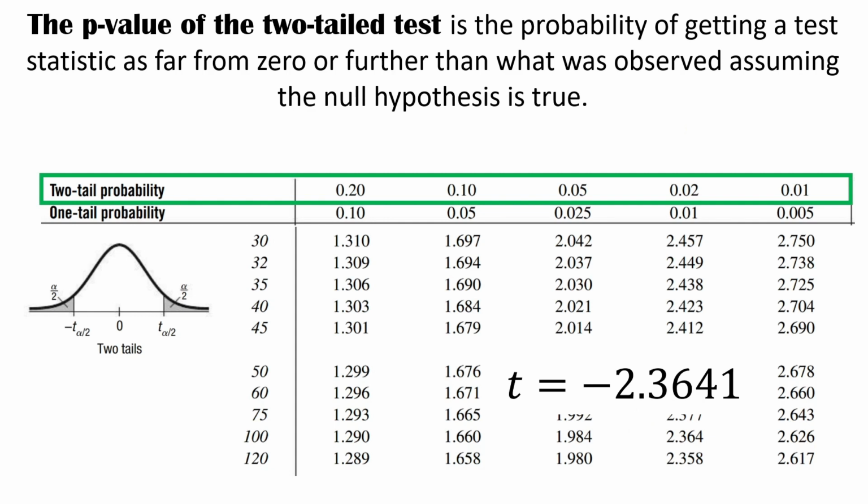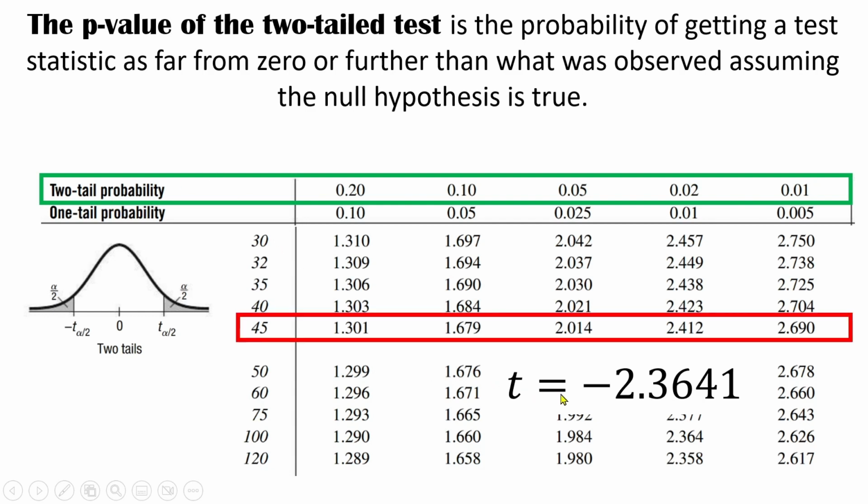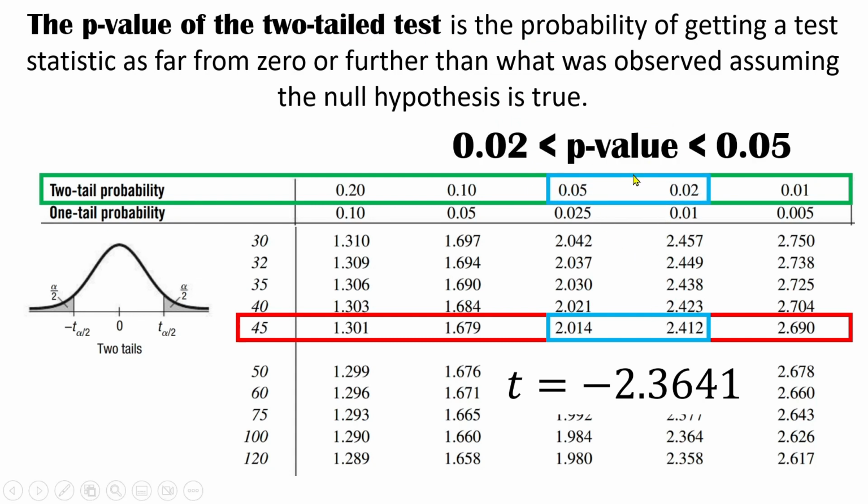Well, we can only estimate a range of values. Again, we're looking at two-tail probability. We notice that our test statistic is between these 2 numbers, and that therefore we can conclude that our p-value, at least in approximation, is between these 2 numbers. It's between 2% and 5%. So the p-value is bigger than 2%, less than 5%.